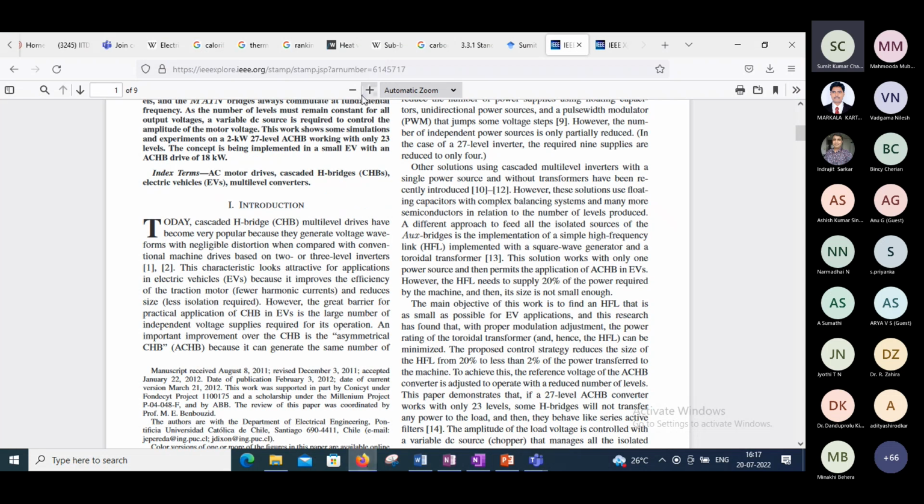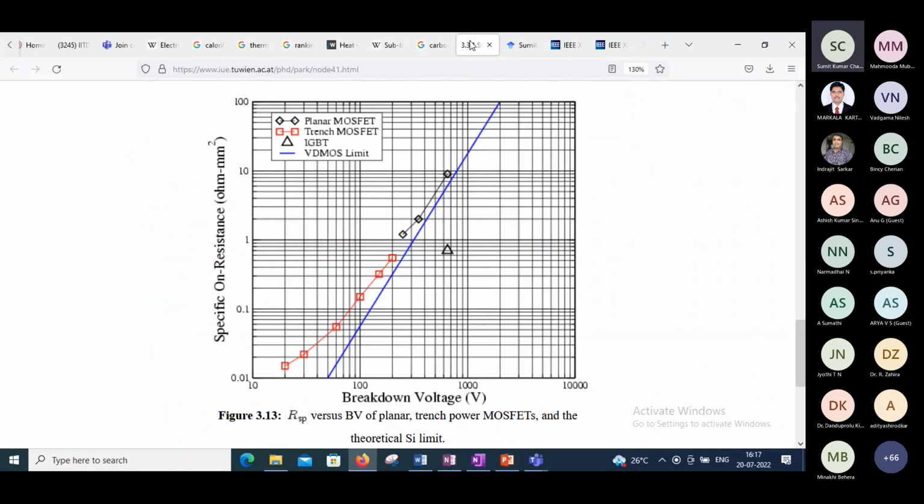If we see the characteristics of devices, here it is. A MOSFET, if we consider this blue line, you may consider a range. Suppose there is a 100 volt MOSFET that can be easily used for maybe 24 volt receivers, even for 48 volt receivers. That has an on-state resistance of nearly 0.06 ohm, right?